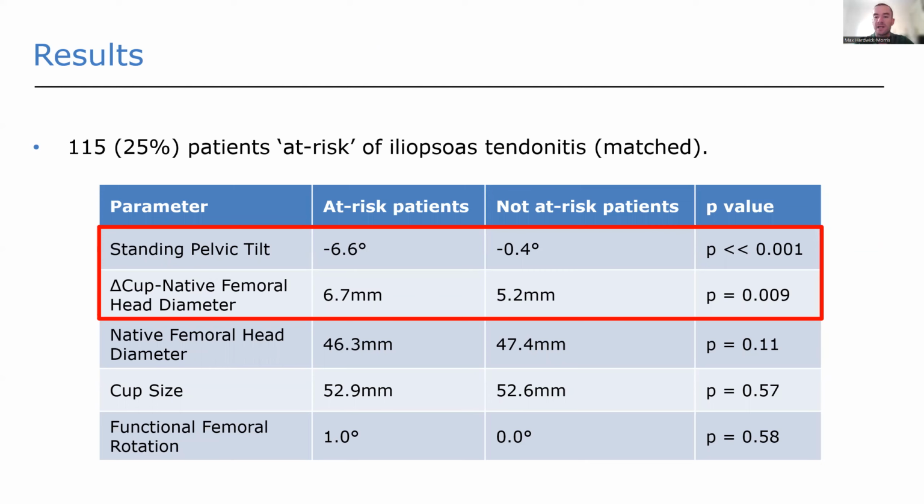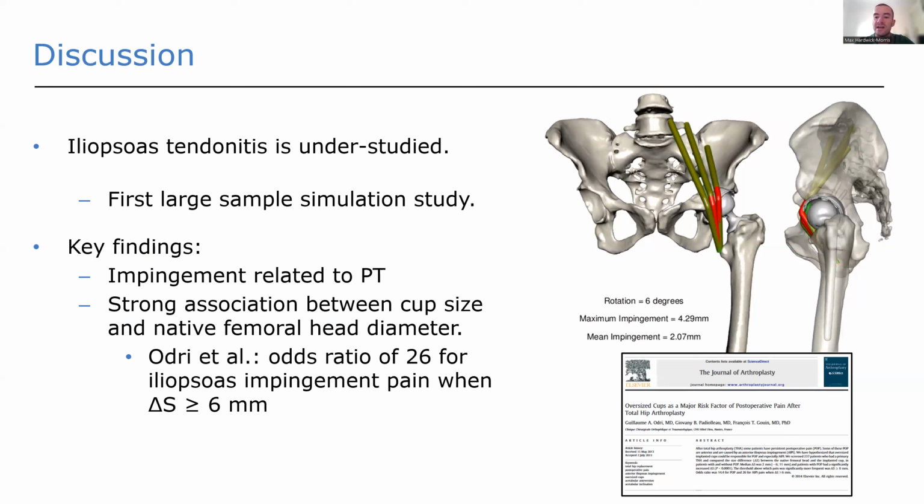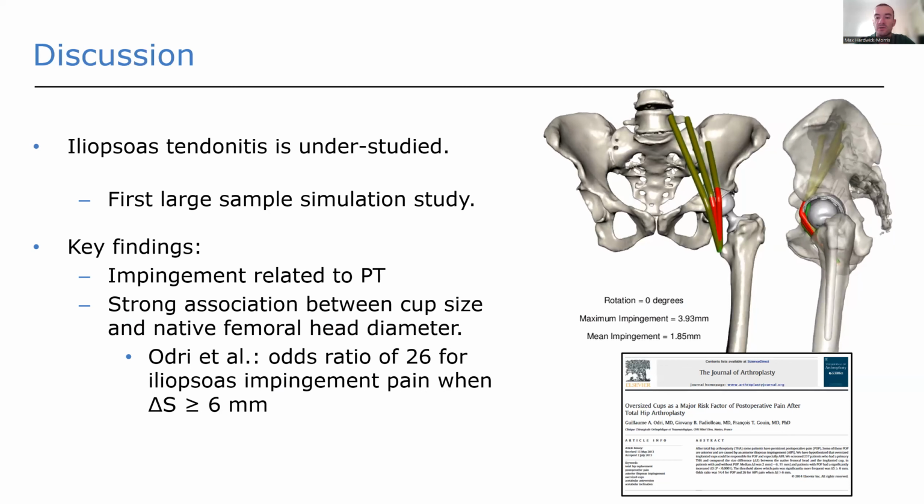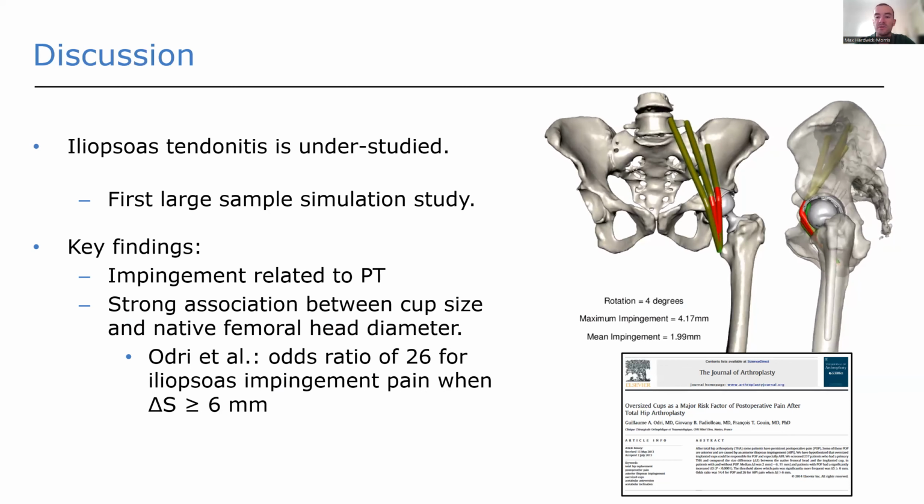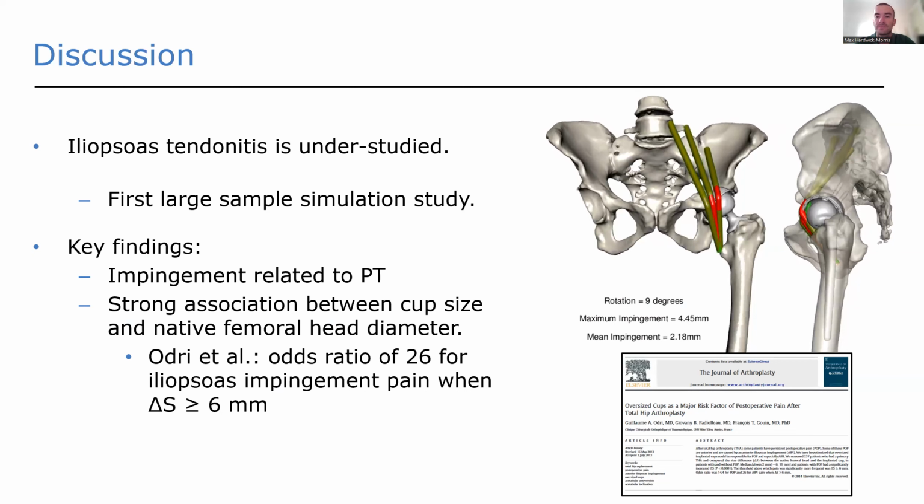So iliopsoas tendonitis is understudied, particularly from a standpoint of computational modeling. We have now validated a novel simulation for detecting iliopsoas impingement and applied it to the preoperative setting in a large simulation study to determine risk factors. The main findings were that iliopsoas impingement is related to pelvic tilt, and there is a strong association with the difference between cup size and native femoral head diameter. Similar results have been reported by Odry and colleagues, who observed an odds ratio of 26 for iliopsoas pain when the cup size is more than 6 mils larger than the native femoral head diameter.